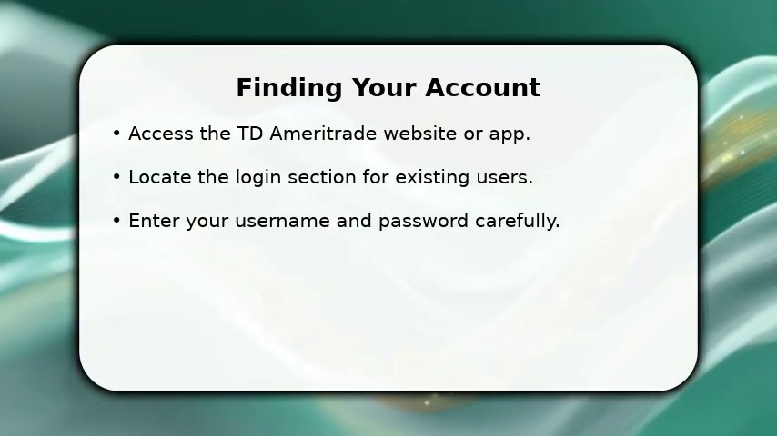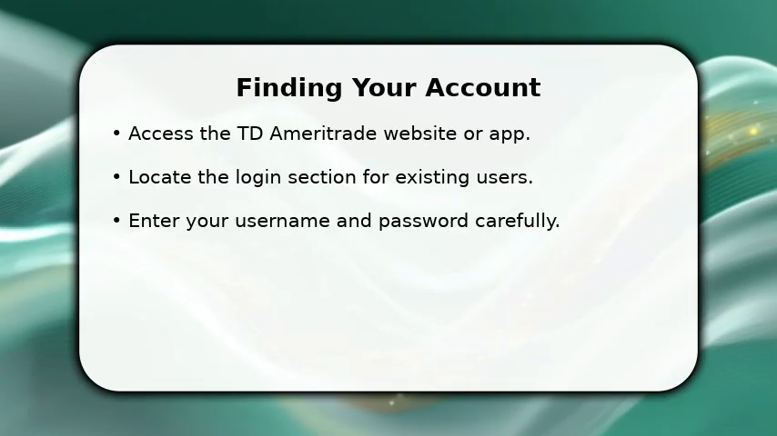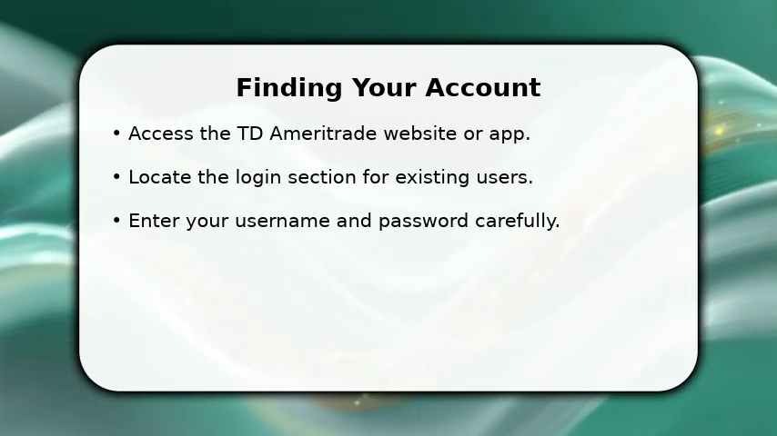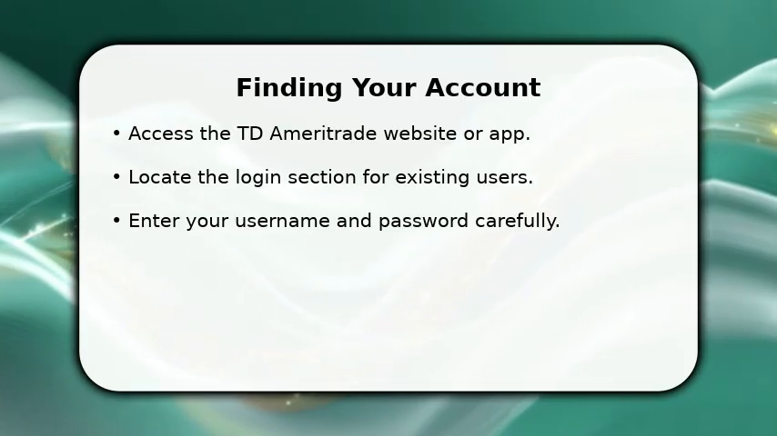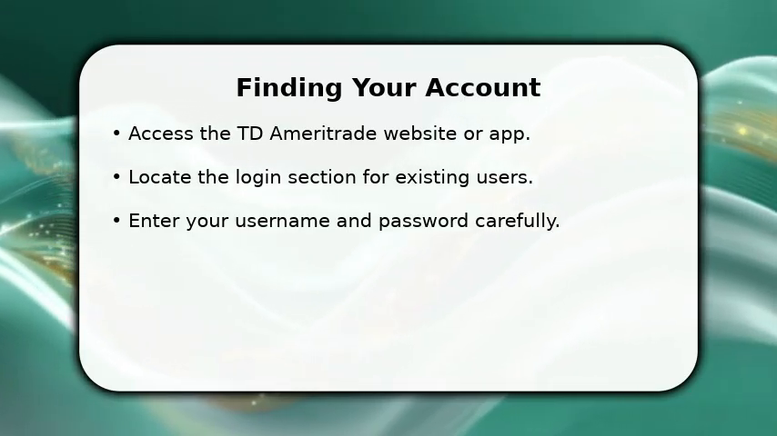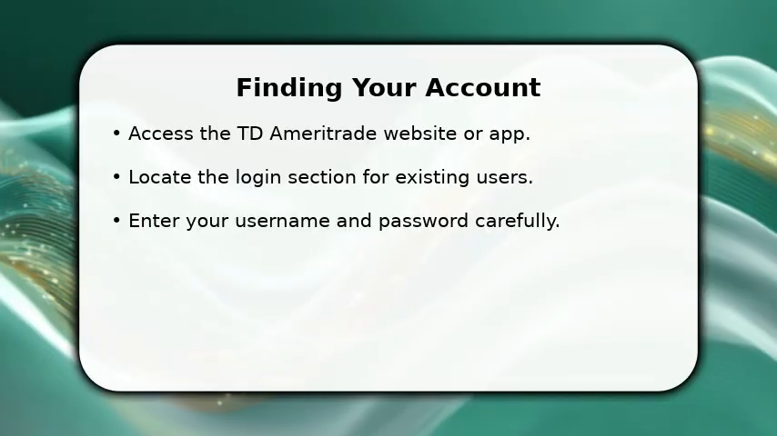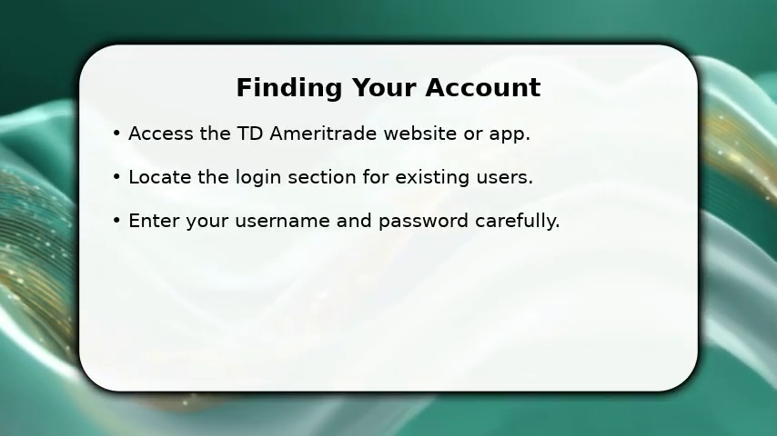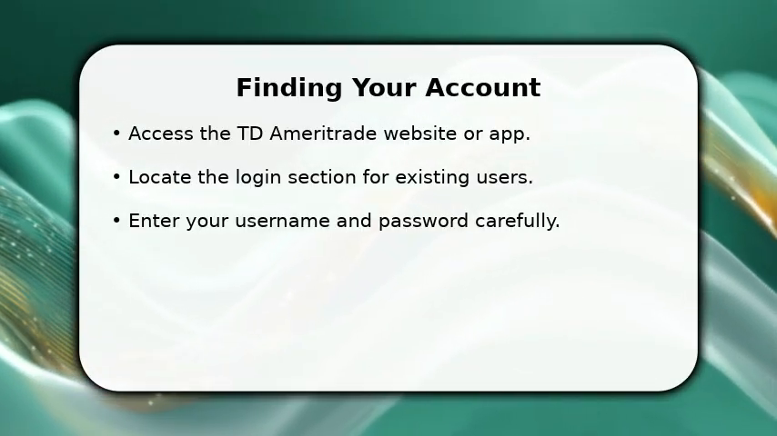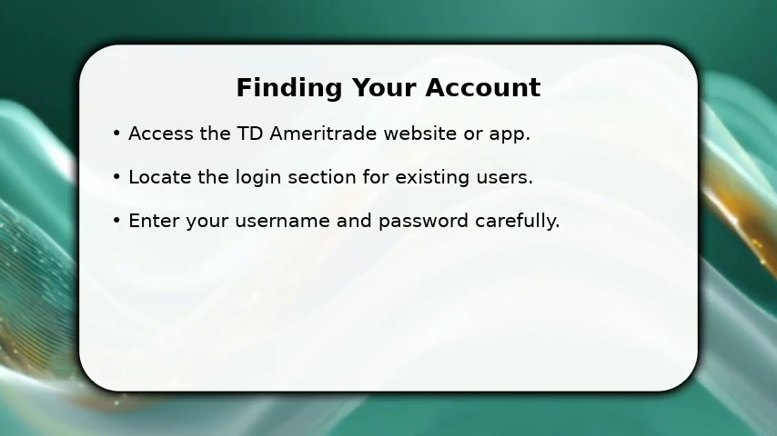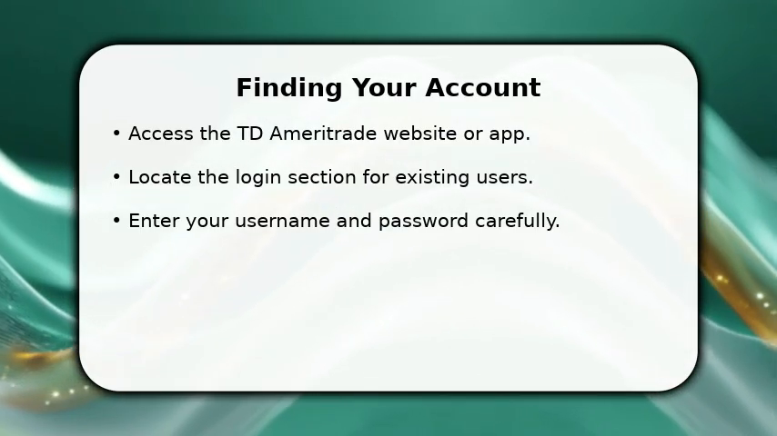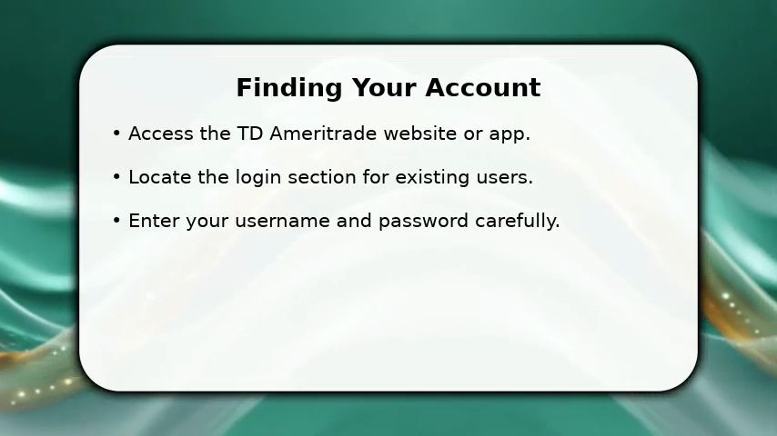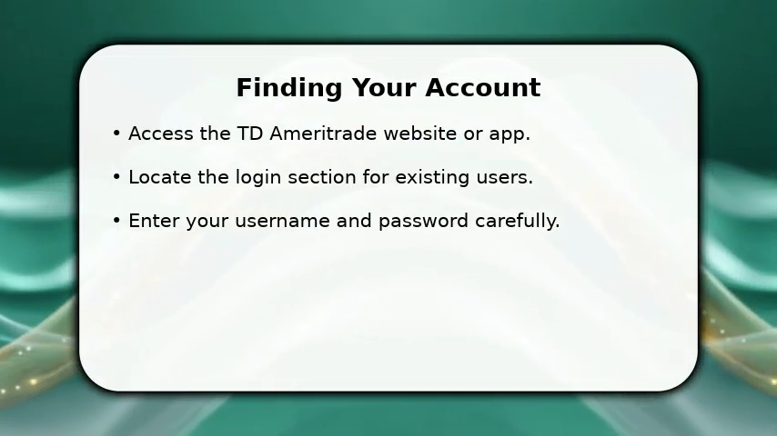In this video, I will explain how to find your Thinkorswim account. First, navigate to the TD Ameritrade website or open their mobile application. Look for the login area, typically found at the top right of the page or prominently displayed in the app. Enter your registered username and password carefully into the designated fields to access your main account dashboard. This is your initial gateway.